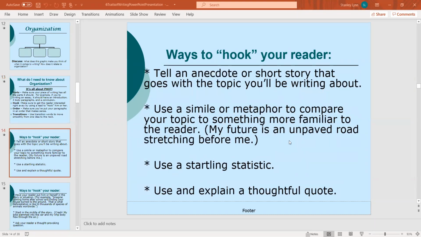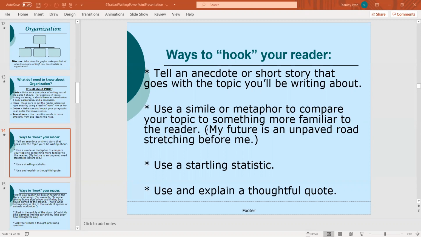Ways to hook your reader. Tell an anecdote or short story that goes with the topic you'll be writing about. Here, you don't really have to tell an anecdote because you are going to be analyzing a story that you read about, okay? Use a simile or metaphor to compare your topic to something more familiar to the reader. My future is an unpaved road stretching before me.